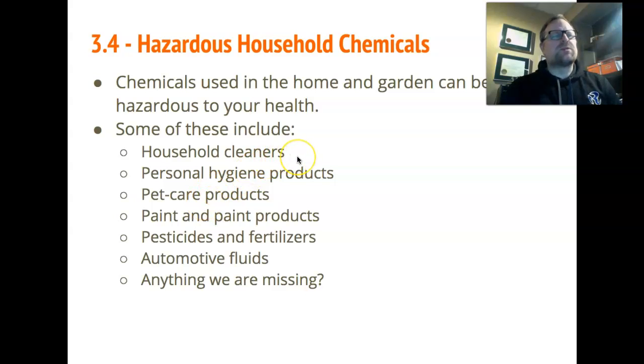Some of the chemicals that we're talking about are household cleaners and personal hygiene products. Household cleaners like bleach or ammonia, or even Windex. Personal hygiene products could be everything from hairsprays to gels to creams, hair care products, hair dyeing and those kinds of things. Pet care products we should pay attention to. Paint and paint products, and paint is a big one to pay attention to.